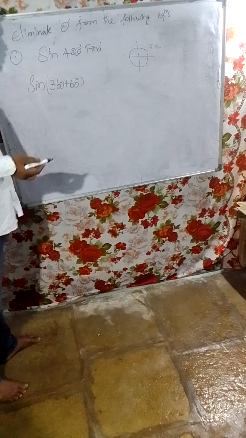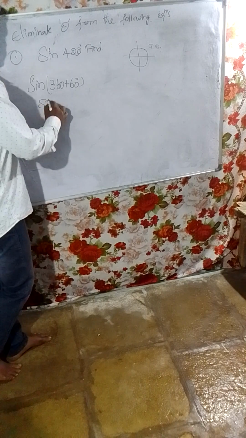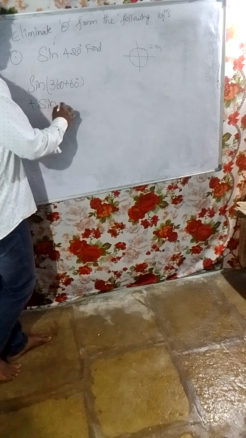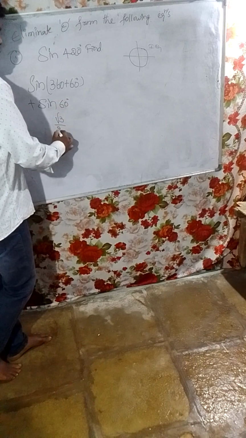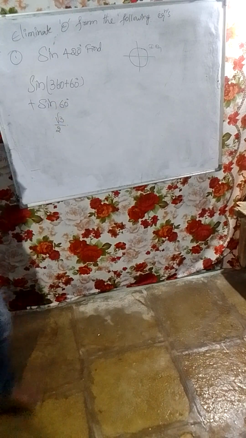In the first quadrant, all are positive. Sine does not change. Sine 60 is how much? Root 3 by 2. Simple, we get the answer.